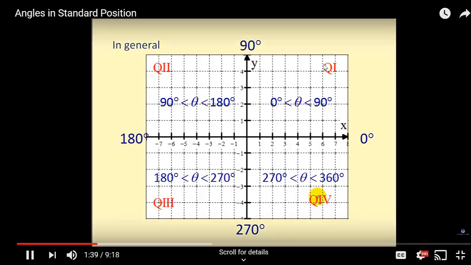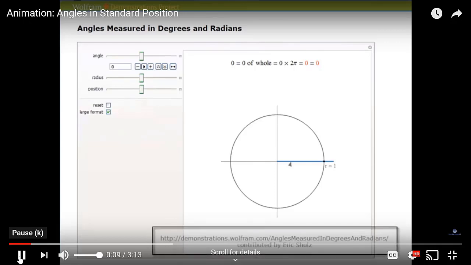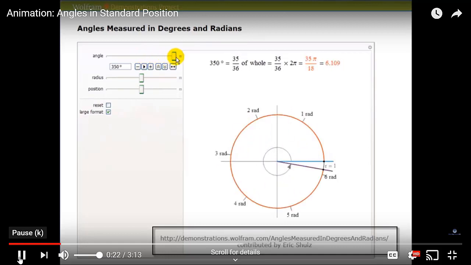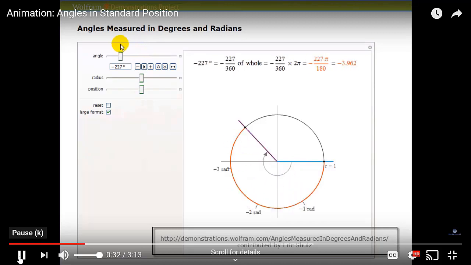Now, if the terminal side of an angle happens to lie on one of the axes, it's called a quadrantal angle. So angles like 90, 180, 270, and so on would be quadrantal angles. Remember, if an angle is in standard position, the initial side of the angle is on the positive x-axis. And as we rotate the terminal side of the angle counterclockwise, one revolution would represent 360 degrees. If we rotate clockwise, we would have negative angles.